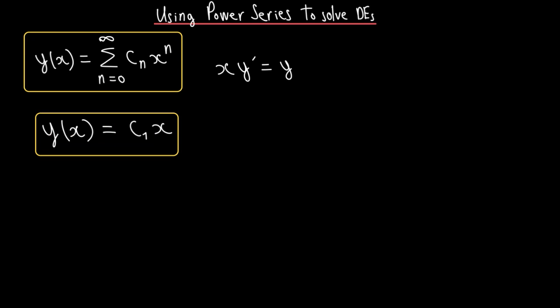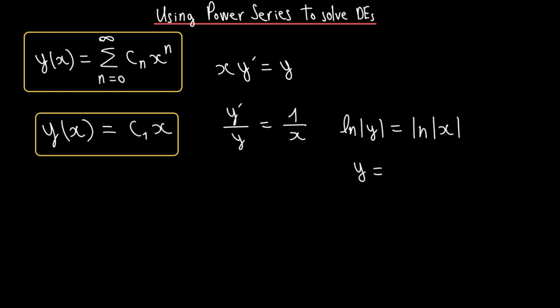And in order to verify this, let's use the separation of variables method to solve this differential equation, so without using a power series. And so we get that y prime divided by y is equal to 1 over x. And by integrating on both sides, we get that ln of the absolute value of y is equal to ln of the absolute value of x. And therefore, y is equal to kx.